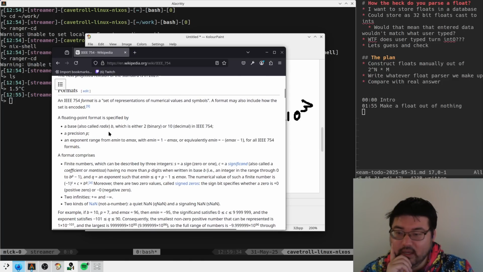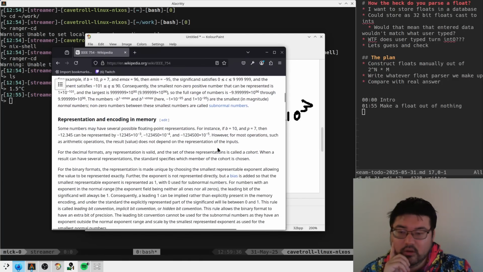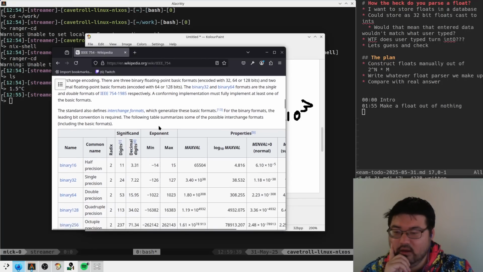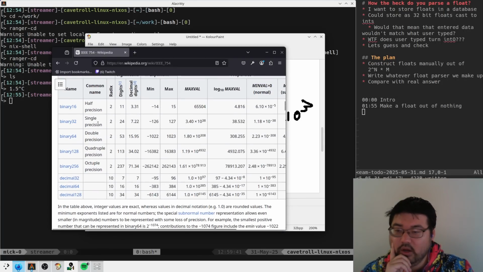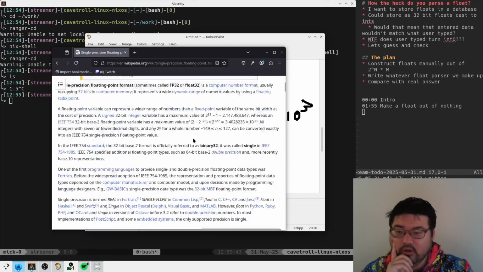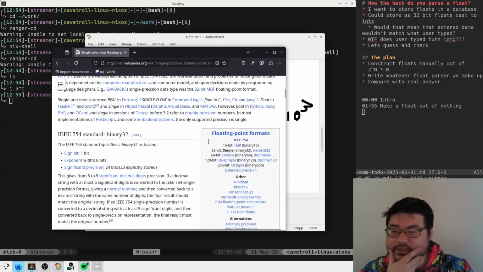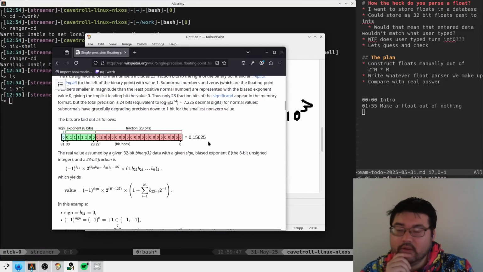P here, what do they have P as? Precision. This is too fancy. I just want binary32, single precision floating point format. This is it. Okay, here we go.